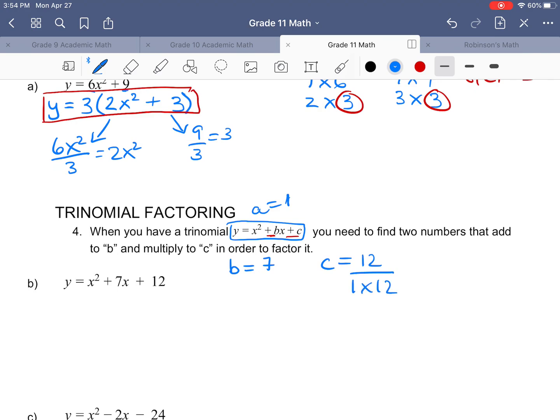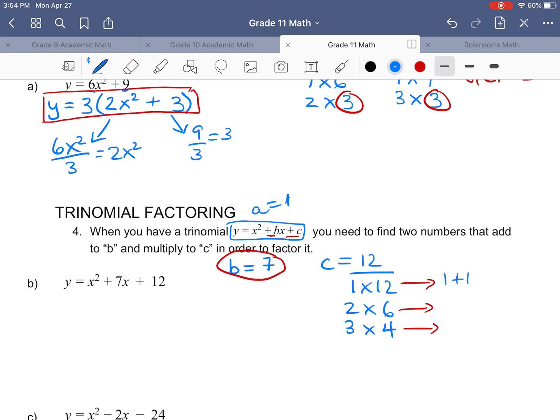So 1 times 12 gives us 12, 2 times 6 gives us 12, and 3 times 4 gives us 12. So once we have all of those numbers, and again, you can do that in your head or on your calculator, we need to check and figure out which pair is going to add together to give us 7. Okay, so we're going to try that out for each of these pairs of numbers.